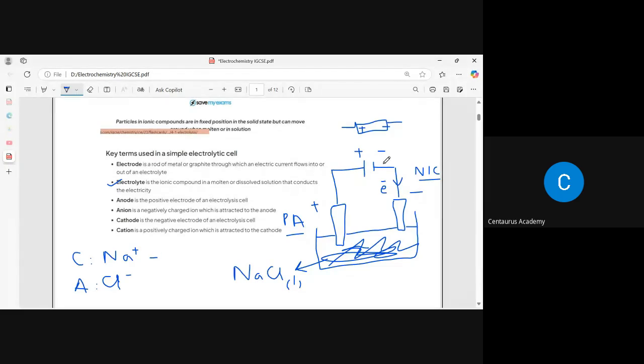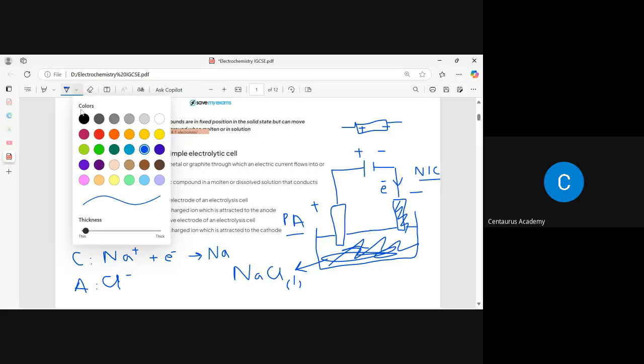This means that there is only one electron which is deficient. Now, the electrons incoming into the cathode will be accepted by the sodium ion, which is already deficient in an electron. So it is going to gain that one electron to produce sodium metal. And this sodium metal will be deposited onto this cathode. Am I clear? Is this point clear so far?